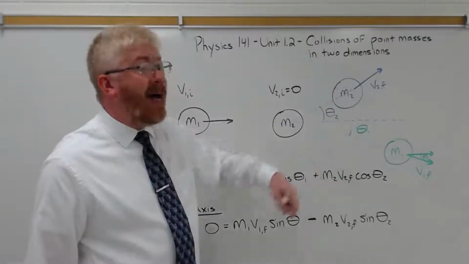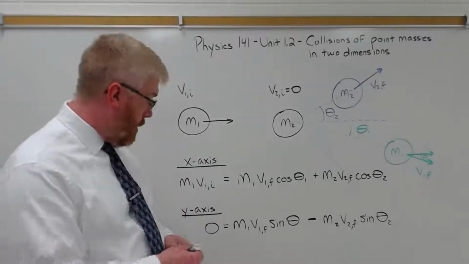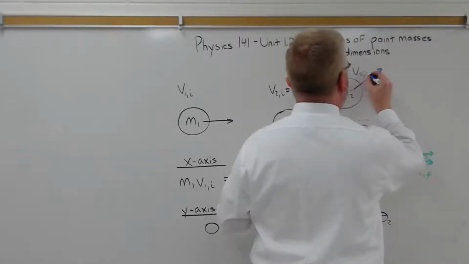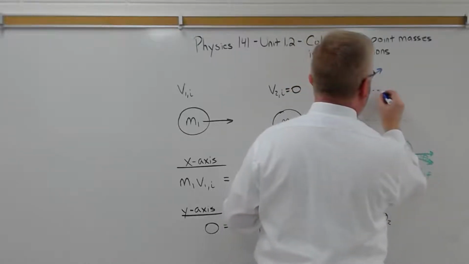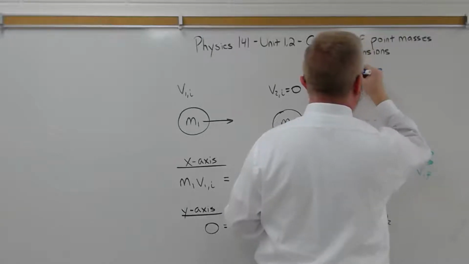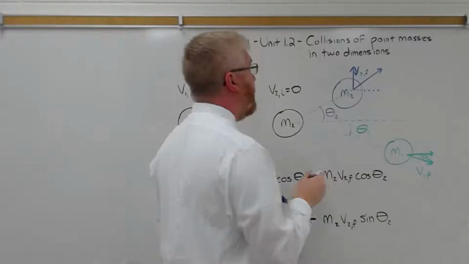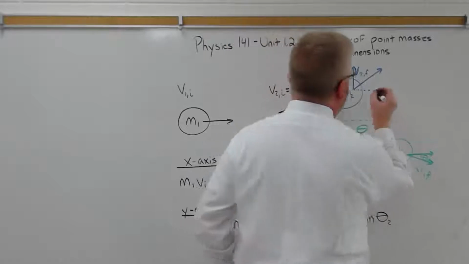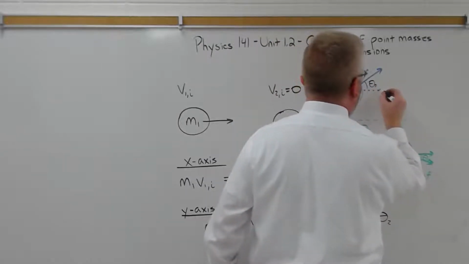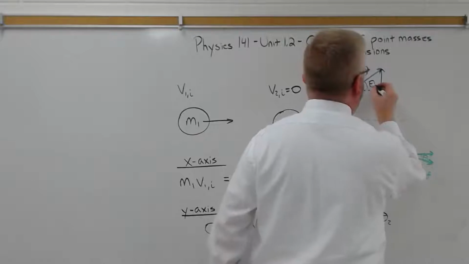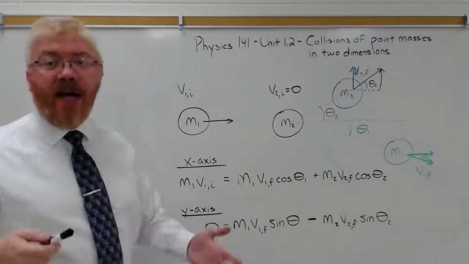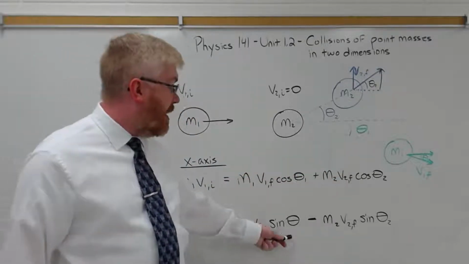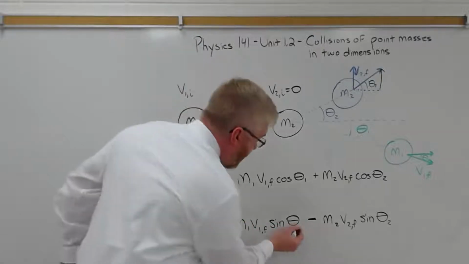But after the collision, these objects have some y momentum. Object 2 here, so this is v2 final. This is the horizontal. There is some component in the y direction. If we know that this here is theta 2, the component in the y direction is the opposite side of that triangle. So we have to use sines instead of cosines. It's the exact same setup as before, except sines instead of cosines. This is theta 1, and that's theta 2.